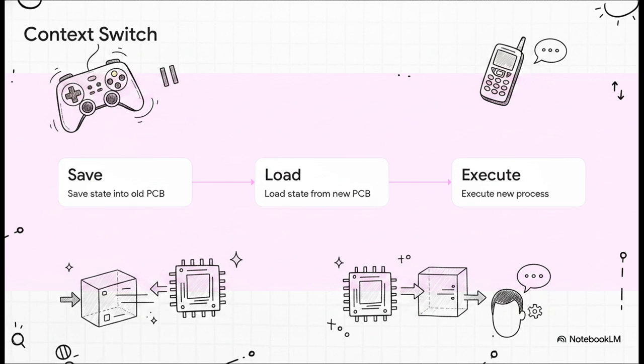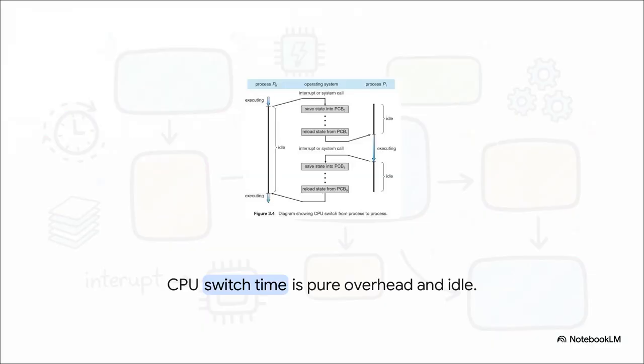That is step 1, saving the state into the old PCB. Then, you pick up the phone and recall where your conversation with your friend left off. That's step 2, loading the state from the new PCB. Only after all that can you actually begin talking, which is step 3, executing the new process. Now this brings us to a highly counterintuitive insight. Context switching is pure overhead.